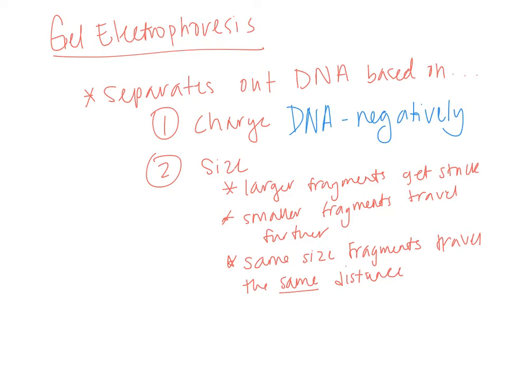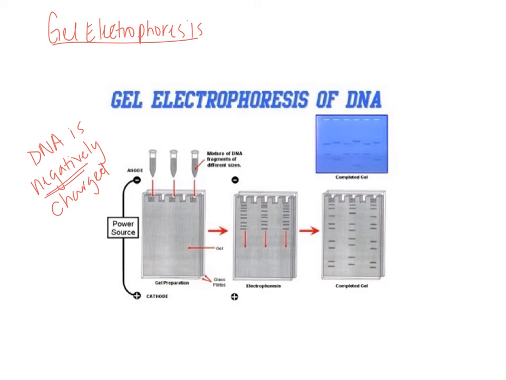So the larger fragments are going to get stuck back by the wells. The smaller fragments are going to travel further. Now, a key thing is that fragments of the same size will travel the exact same distance. So if we look at the process of DNA here, remember that DNA is negatively charged. It's a key thing to remember.